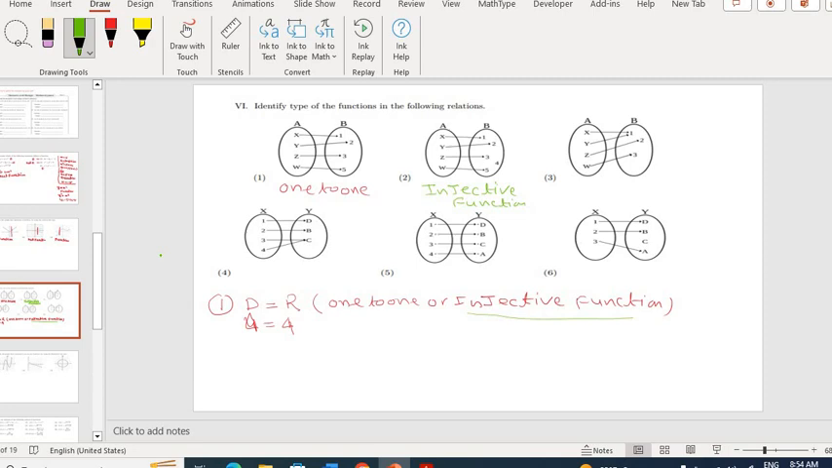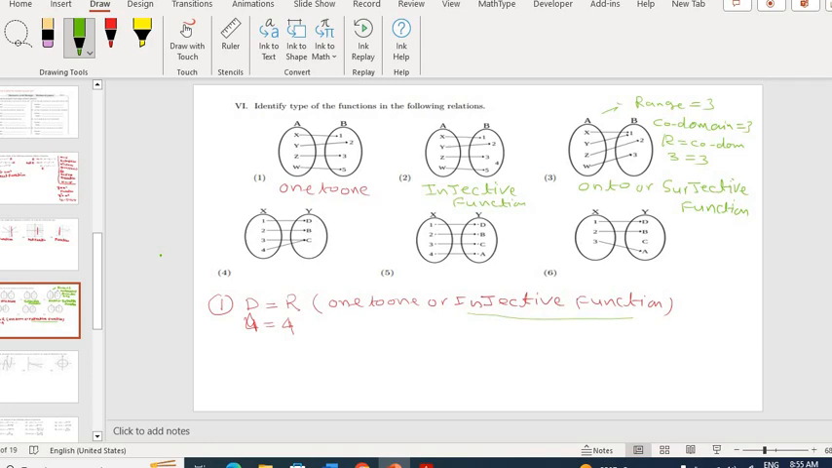Codomain is also 3. So in this question, range is equal to 3, and codomain is also equal to 3. If range and codomain are equal, that means 3, 3, then that type of function is onto or surjective function. Surjective function. Question number 3.